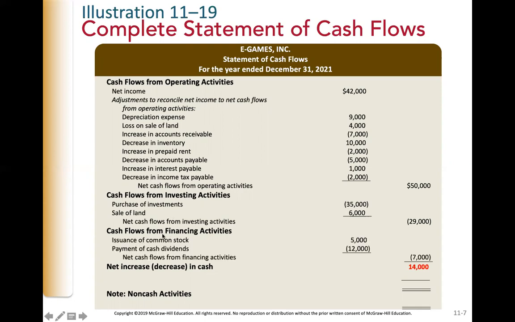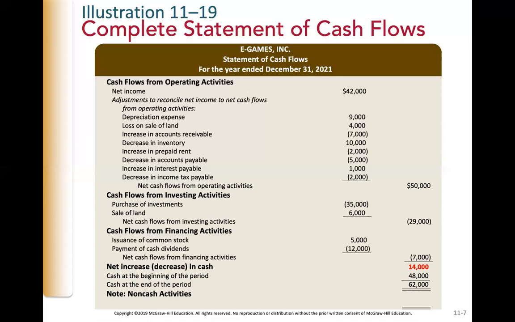Lastly, our cash flow from financing activities. We issued common stock and paid cash dividends, so our net cash flows from financing was negative $7,000. Again, that note payable shows up in the non-cash activities. $50,000 minus $29,000 minus $7,000 equals our $14,000 net increase in cash. A $14,000 net increase in cash plus our beginning cash balance of $48,000.